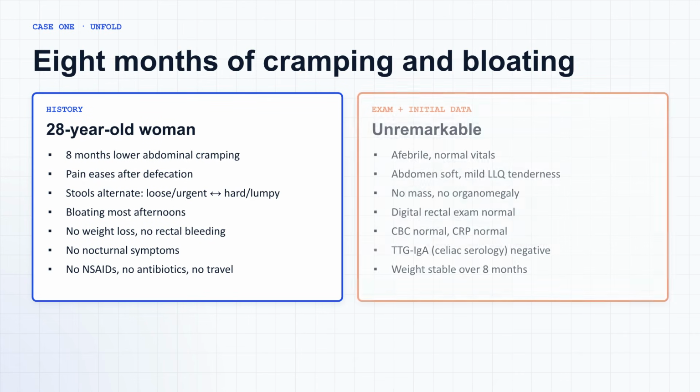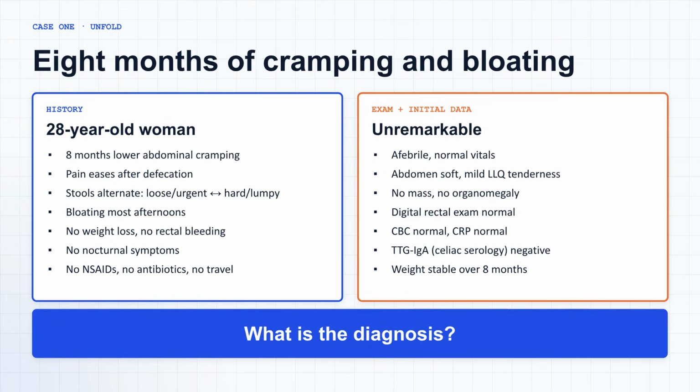On exam, she is afebrile with a soft abdomen and only mild left lower quadrant tenderness. There is no mass, and the rectal exam is normal. Her blood count, inflammatory markers, and celiac serology are all normal. So what is the diagnosis? Take a moment before we go on. Ask yourself which findings here are doing the real diagnostic work.